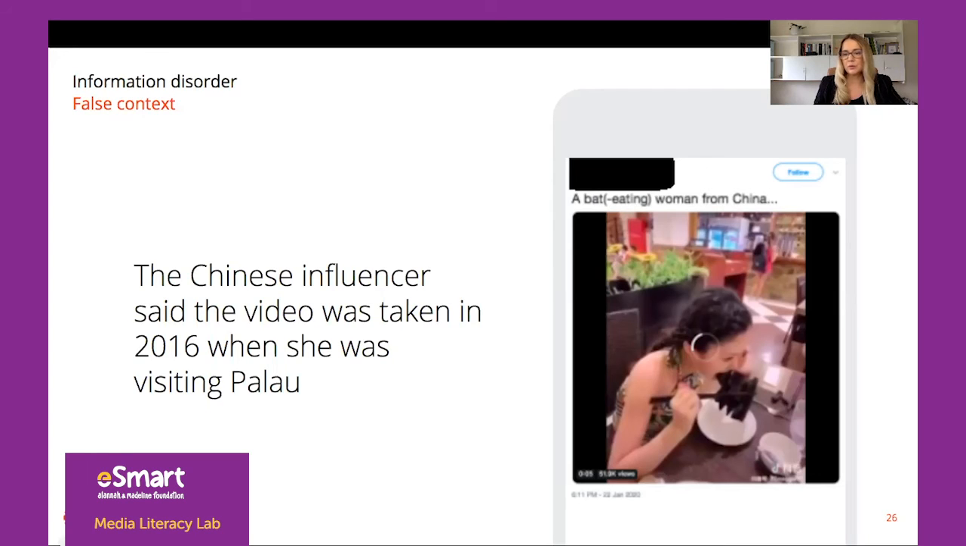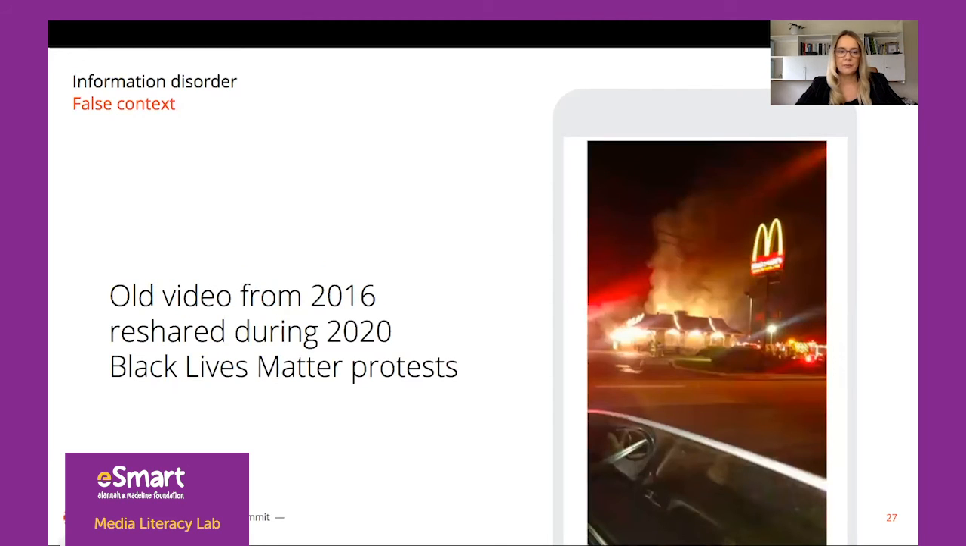So here we had a video of a woman eating bat soup that was claimed to show a Chinese influencer who started the pandemic. However, the woman actually said the video was taken in 2016 when she was visiting Palau. This is something else that we see. It was a photo that was shared during the Black Lives Matter protests over the summer of the US summer, saying, look at the chaos, that type of thing, trying to sort of spread unease. But it's actually taken from 2016 in Philadelphia. Our US colleagues pointed that one out to us.